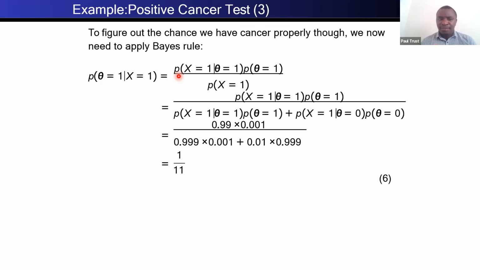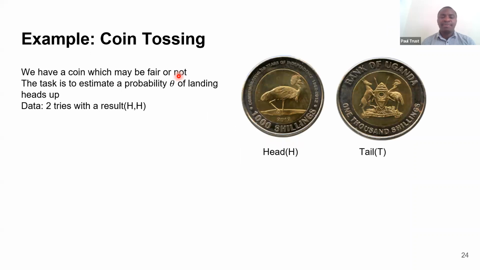Another intuitive example I will end with is an example of a coin tossing. Imagine if most of us have a coin, and I will use the one from a certain country in Africa, from Uganda. So this coin may have a head or a tail. So we have a coin which may be fair or not, and the task is to estimate the probability of landing heads up. So assuming this coin is fair, you may be seeing this as a head, and this is a tail.